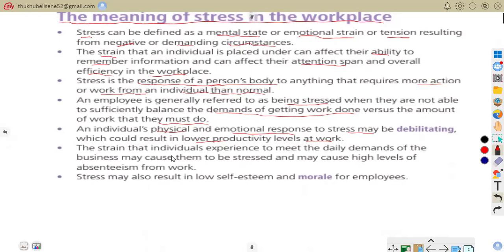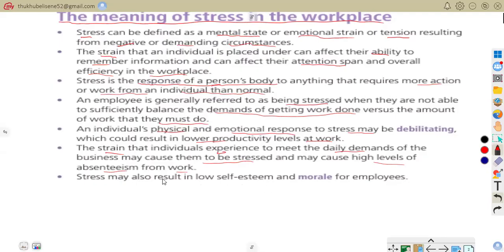Also, it says the strain that individuals experience to meet the daily demands of the business may cause them to be stressed and may cause high levels of absenteeism from work. So stress can lead to absenteeism, because an employee may miss work because they feel overwhelmed or unwell. A worker may want to take sick leave due to stress-related headaches. That is going to reduce production. That absenteeism is going to affect the production of the business.